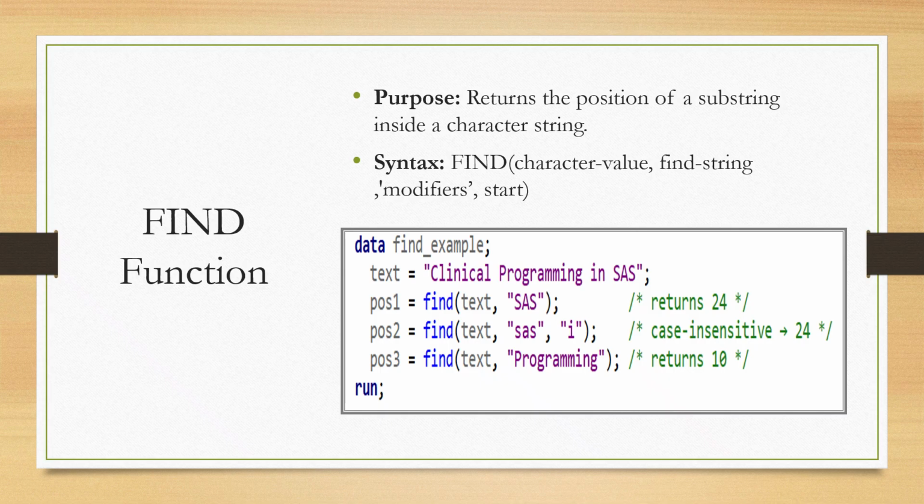For position3, we are checking for the value programming in the text string. So here please note again that programming, which we have mentioned as the find string in the third call for the FIND function, matches the text variable along with its case and spelling. Because of that reason, the FIND function here returns a value of 10.